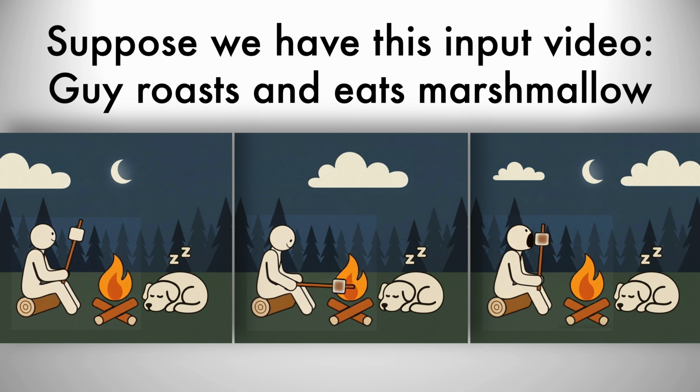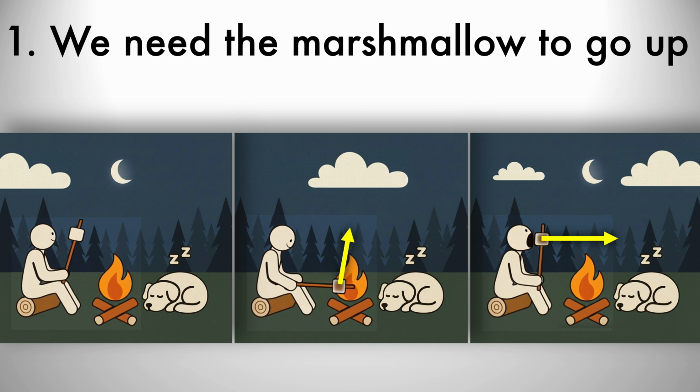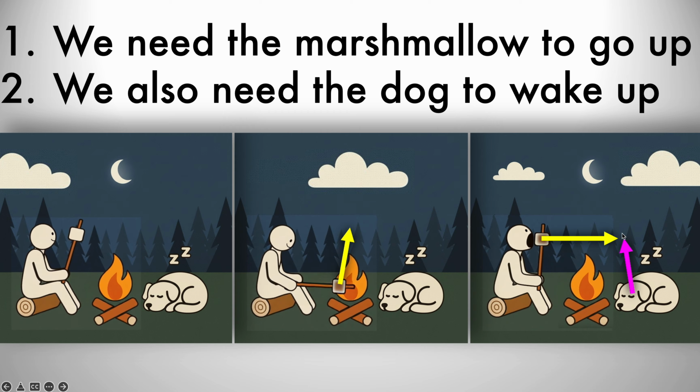So here's a simple example. Suppose that we have this film strip. We have a man who roasts a marshmallow and then eats it. And what if instead of him eating it, we wanted the dog to eat it? We need a few things to happen. We need the marshmallow in the middle to be raised up more. And at the end of the video, we need the marshmallow to be towards where the dog would eat it. And of course, at the last frame, we need the dog's head to be in a different place, so we need the dog's head to move up here. We can express this edit as a motion edit.